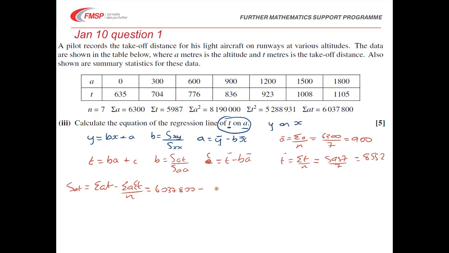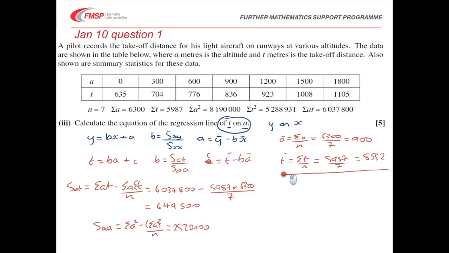6037800 minus 5987 times 6300 over 7, and that's going to have a value of 649500. If you do the same for SAA, using the same idea, the sum of A squared minus the sum of A, all squared, over N, that's going to give you a value of 2520000.